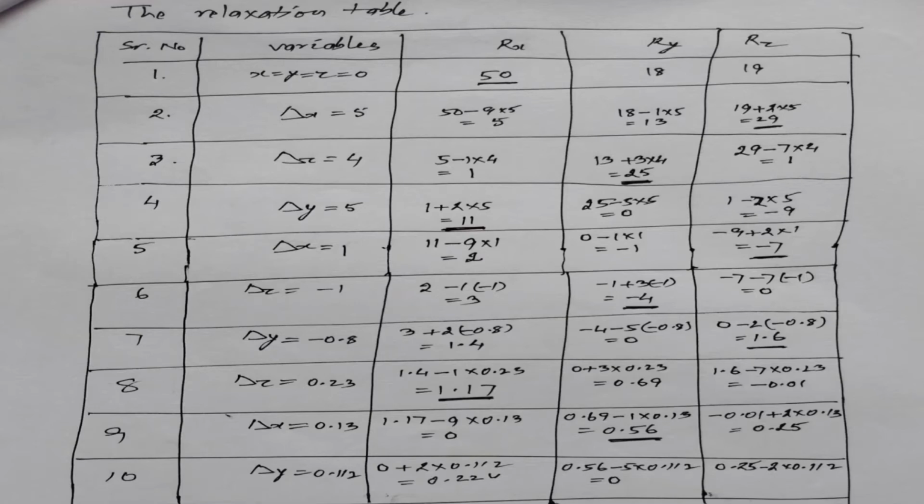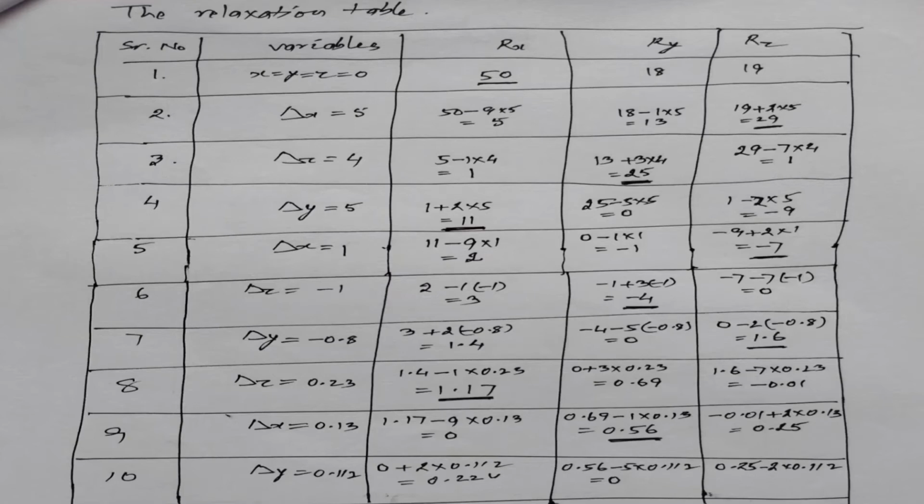Now residual Ry 0.56 is the greatest, so we take delta y equal to 0.112, and then Ry becomes 0.56 minus 5 into 0.112 equal to 0. Correspondingly, Rx becomes 0 plus 2 into 0.112 equal to 0.224, and Rz becomes 0.25 minus 2 into 0.112.